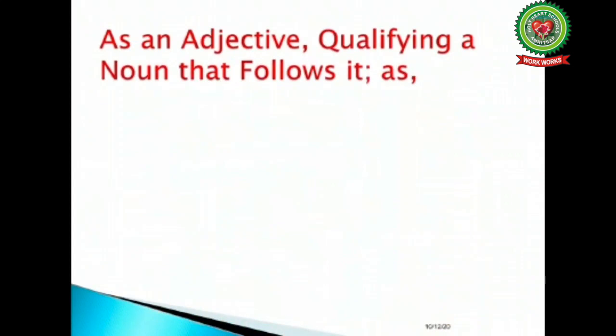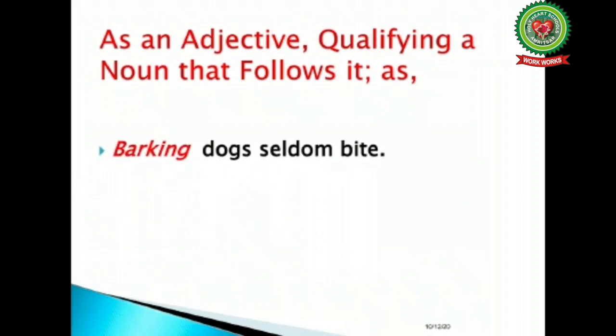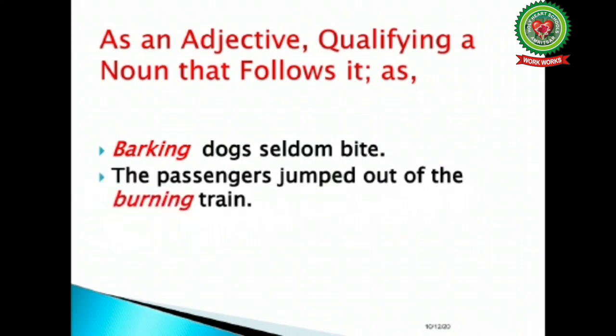As an adjective, qualifying a noun that follows it, as in: barking dogs seldom bite. In the above example, the participle barking describes the noun dogs. The passengers jumped out of the burning train. The participle burning describes the noun train. So the present participle functions as an adjective.